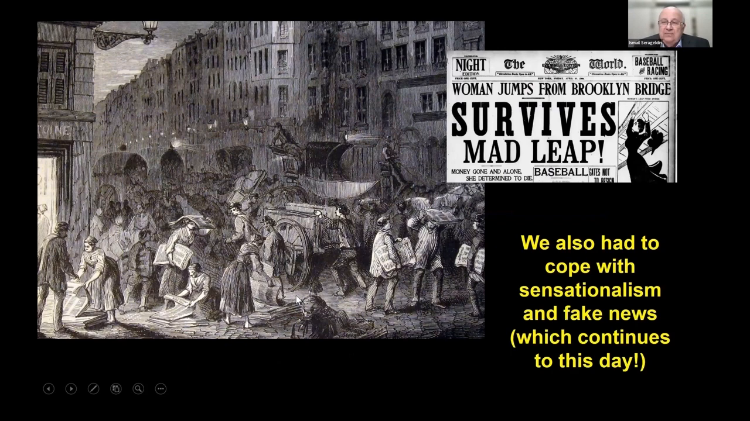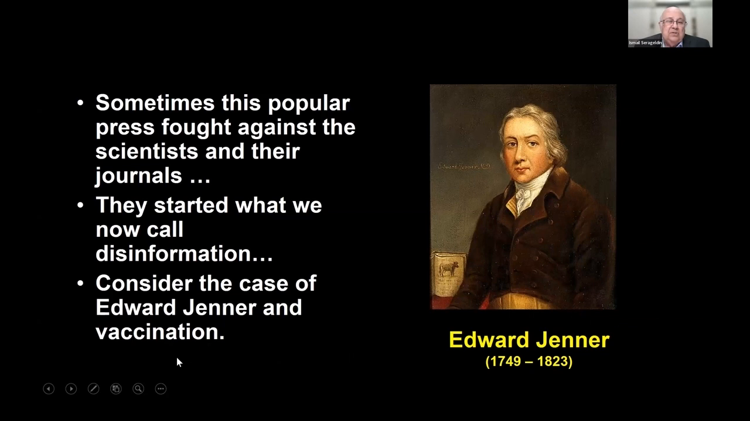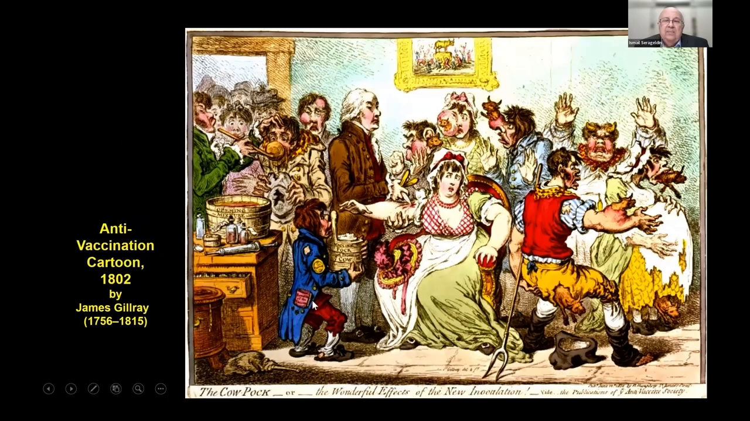And look at this cartoon from Punch in 1802 attacking Jenner doing a vaccine, and look what it's showing. People are growing cows out of their bodies, telling people that if you take the vaccine, this is what will happen to you. Not very different from the current anti-vaxxers that you hear.